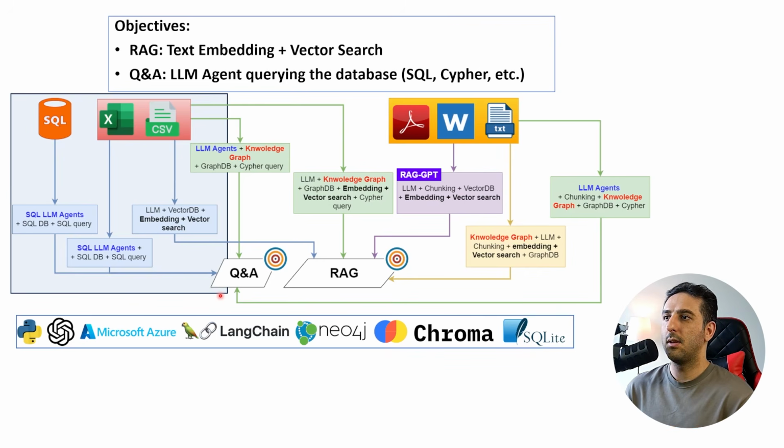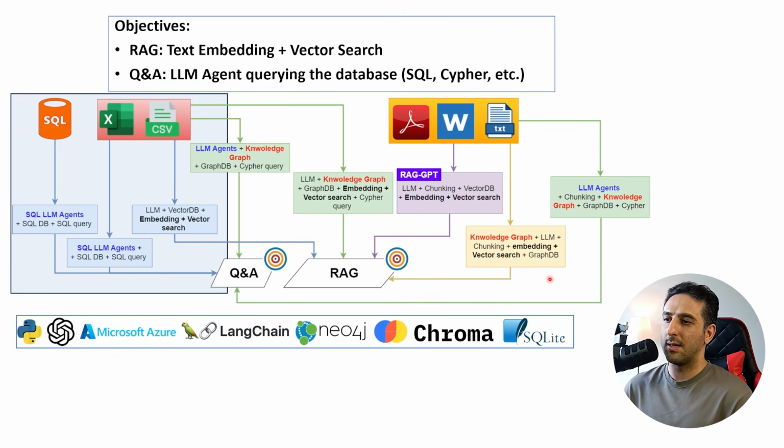In the next video, I will show you how to use LLM agents, knowledge graph, and graph database to interact with CSV files and Excel files. I will also show you how to perform RAG with CSV files and Excel files using graph database. And in the third video, I will show you how to use knowledge graph, LLMs, embedding models, and graph database to interact with documents. So that is going to be somehow the twin project of RAG GPT, since in RAG GPT we were also dealing with documents, but this time we are going to use knowledge graph and graph databases.